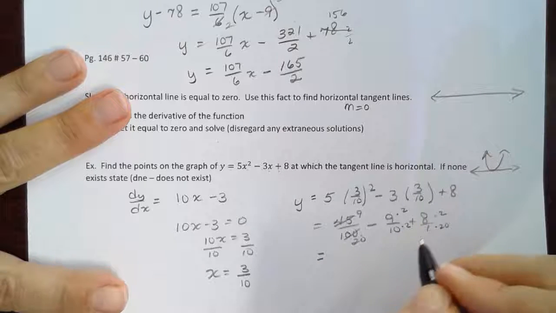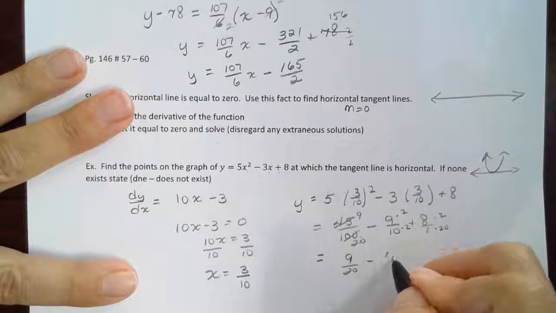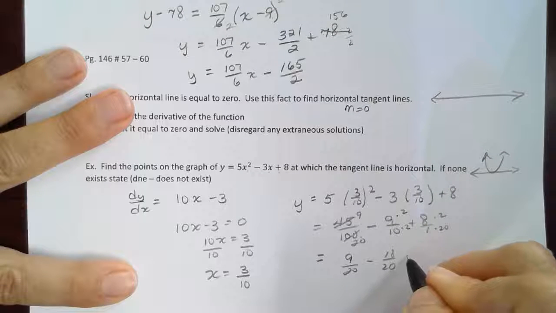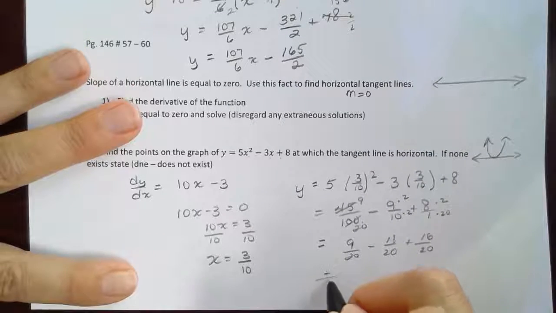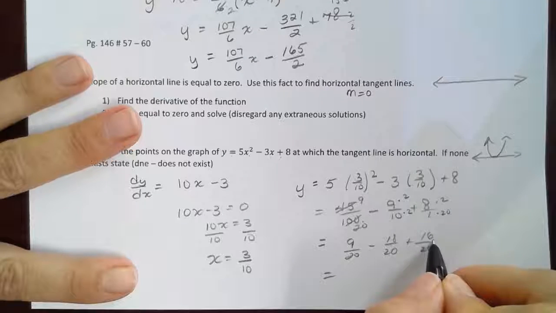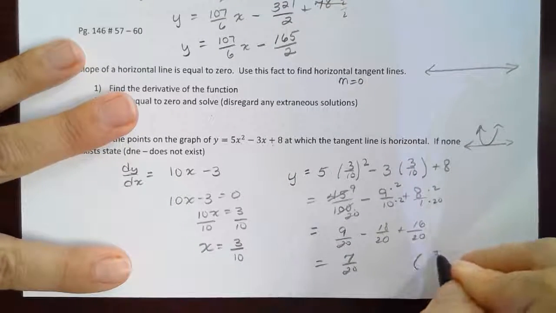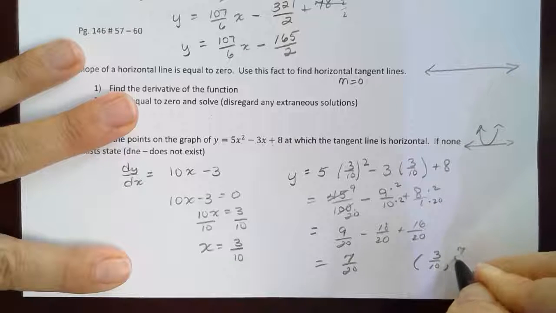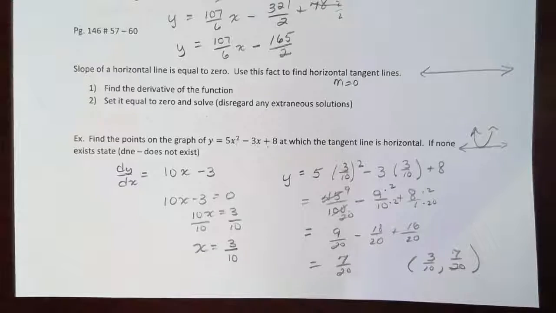So this is going to be 9 over 20 minus 18 over 20 plus 160 over 20, which is going to be equal to 9 minus 18 is negative 9. Negative 9 plus 16 is positive 7, so 7 over 20. Ordered pair, 3/10, 7/20. That's the point at which the tangent line is horizontal.